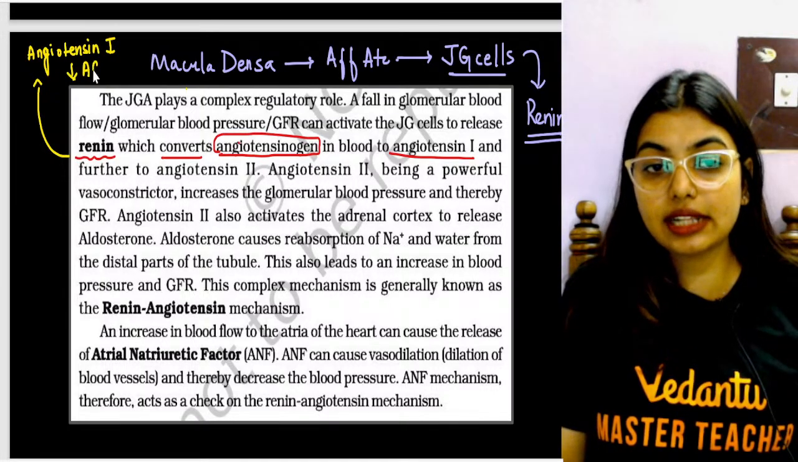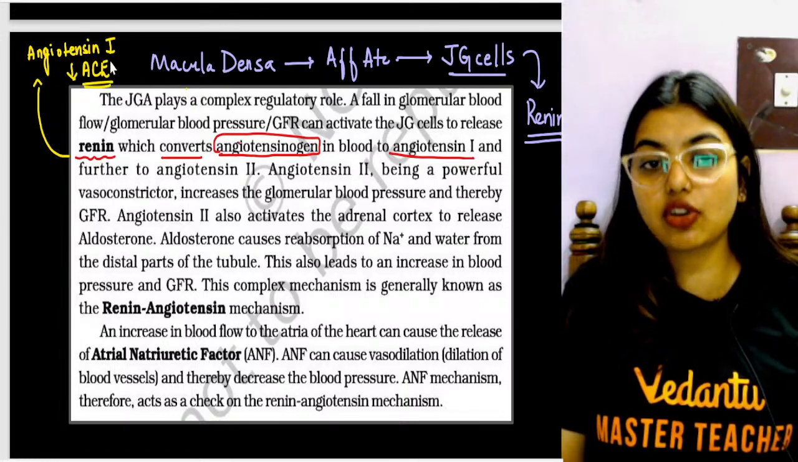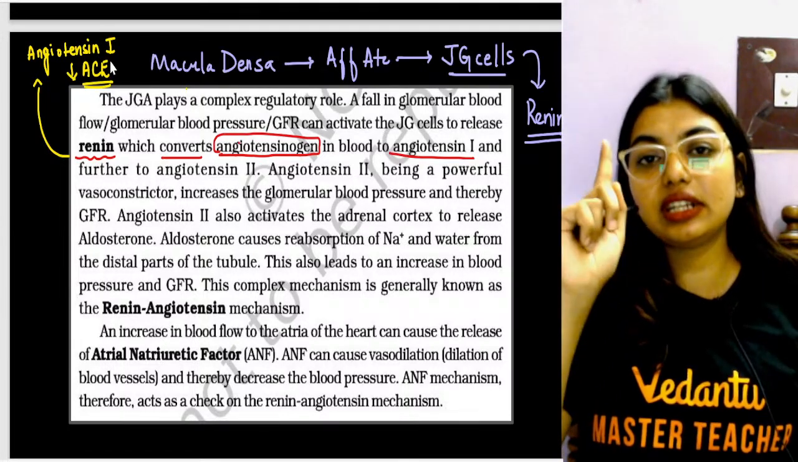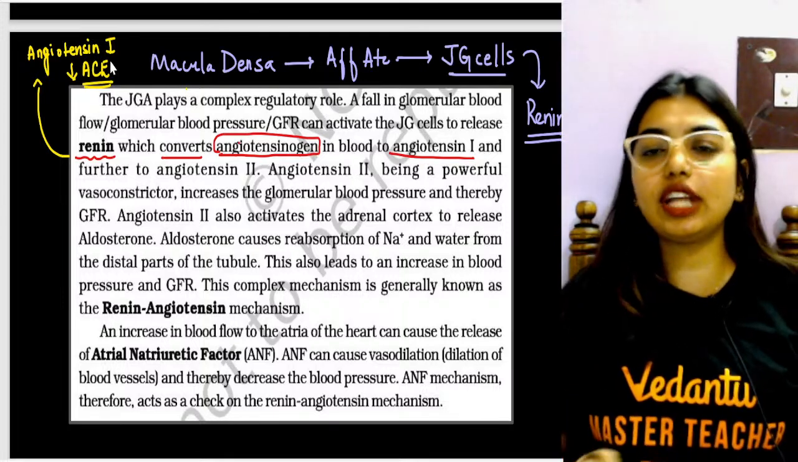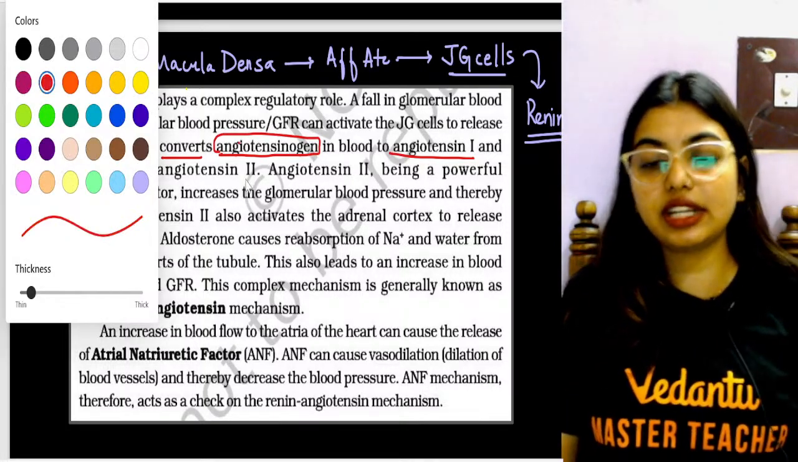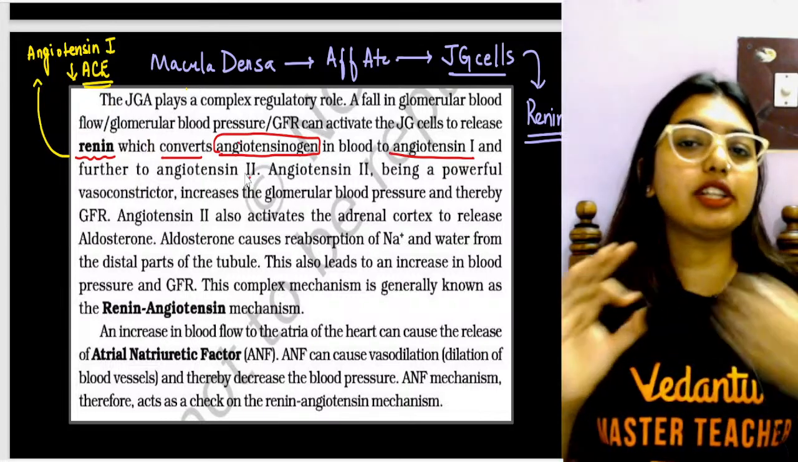So, students, angiotensin 1 to angiotensin 2 will not happen just like that. It will use an enzyme called ACE enzyme, which is called angiotensin converting enzyme. Who is going to give it? Lungs will tell, don't worry, I will give you angiotensin converting enzyme. Now, with the help of angiotensin converting enzyme, we will make angiotensin 1 to angiotensin 2.